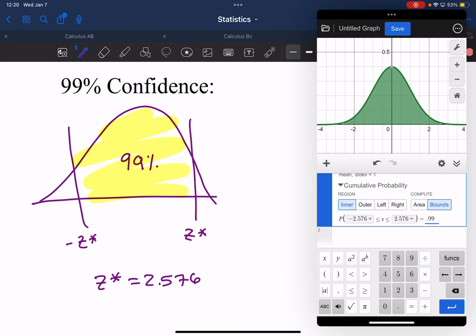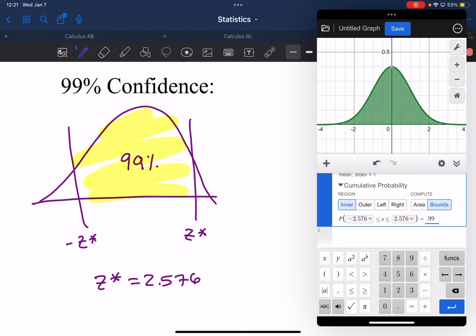So what do you notice about the Z star values as the confidence increases? The Z star increases, right? So that would be something important to remember, that correlation. As the confidence level increases, your critical values increase. That could be a multiple choice question. So they're directly proportional.